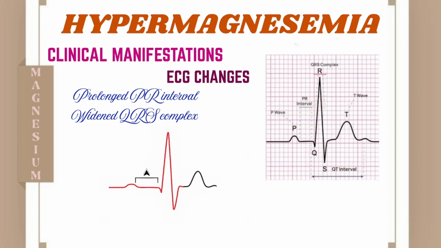And this is an ECG in the case of hypermagnesemia. As we can see, the PR interval is prolonged in case of hypermagnesemia, and also the QRS complex is widened. So these are the two main ECG changes that occur in the condition of high magnesium in the body, that is prolonged PR interval and widened QRS complex.